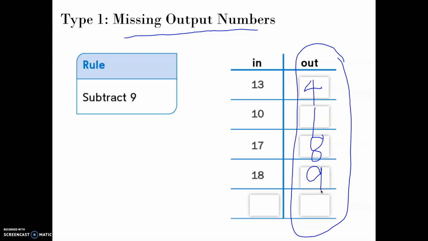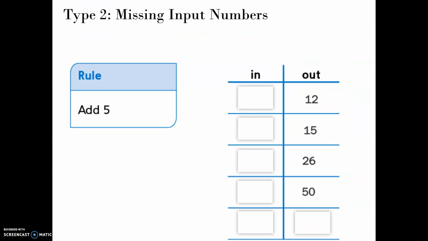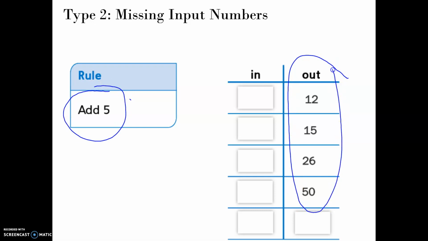And then there are 2 blank, which means you get to make up your own. And I can't use one that's already there. So if I would start with 12, 12 minus 9 is 3. So the first type is where the output numbers are missing. Type 2 is when the rule is there, the output is there, but the ins are missing.